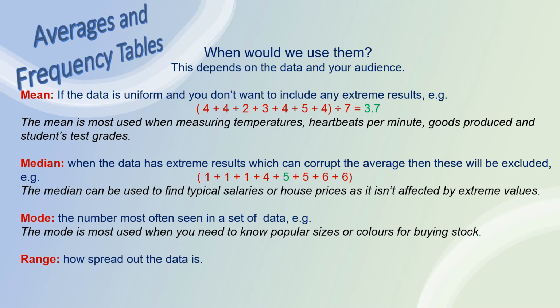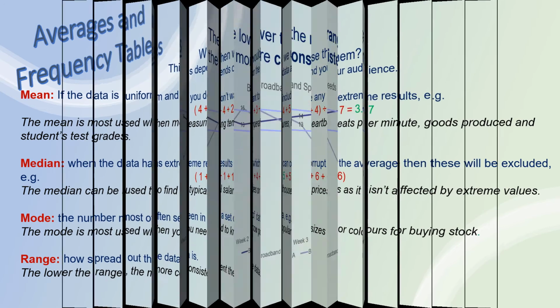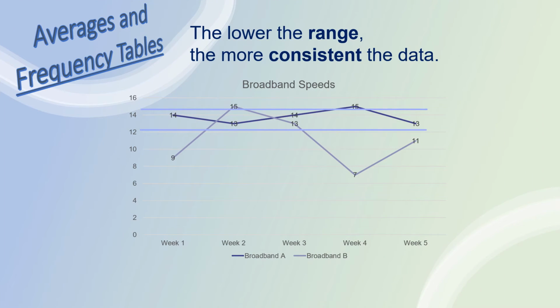Right, and the range is just how spread out the data is. The lower the range, the more consistent the data. That is an important statement when it comes to your exams, because that's what they're asking you to explain. The lower the range, the more consistent the data, or the higher the range, the more erratic the data. And I'm going to give you a visual representation so you can see what I mean.